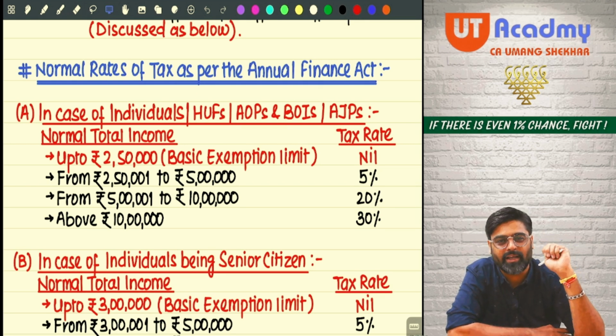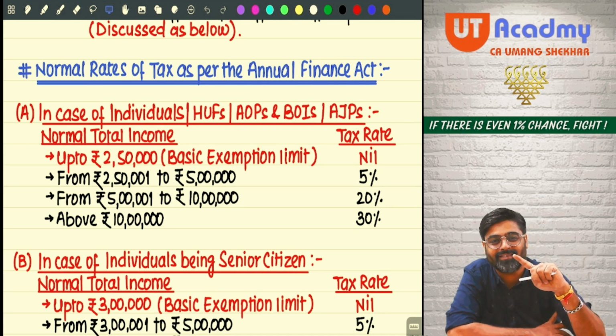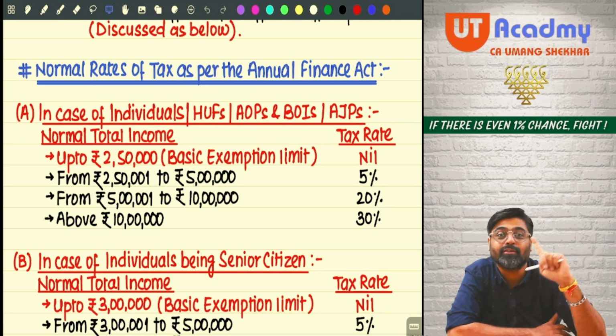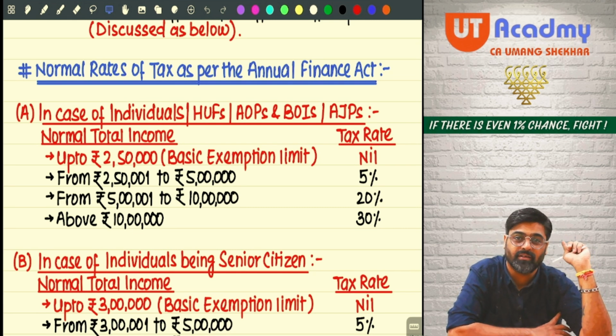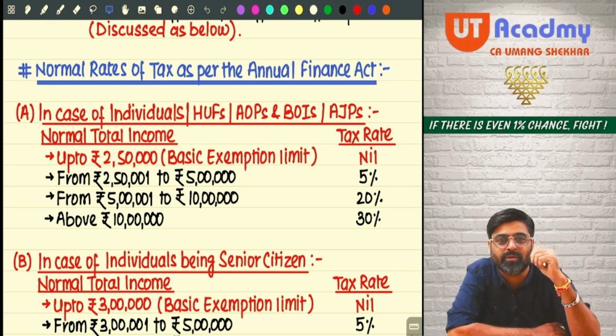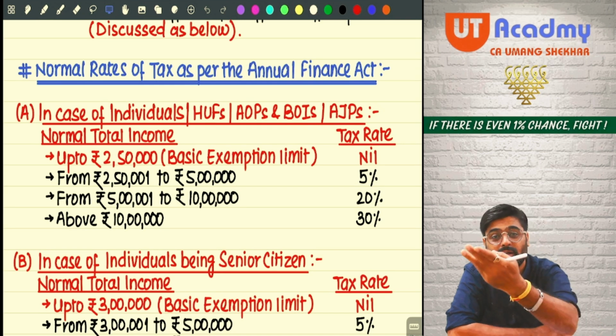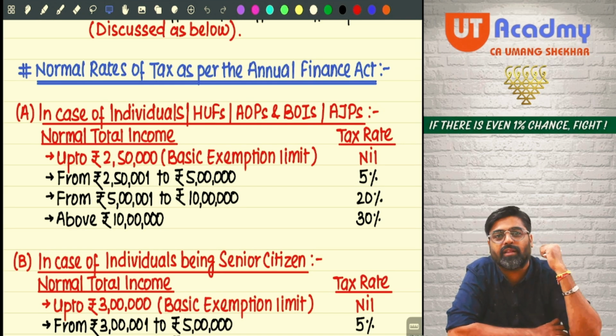What if your age is 82 years? Read the question fully. Your age is 82 years. If you are a resident, then super senior citizen, then 5 lakhs. And if non-resident, then you are not a super senior citizen. You will be covered in point number A, 2,50,000.